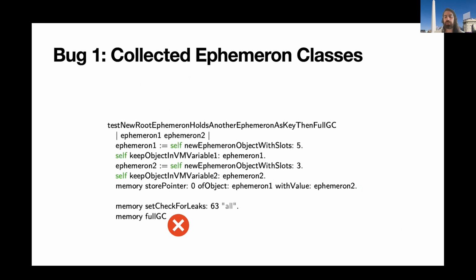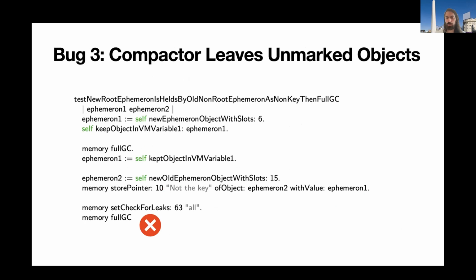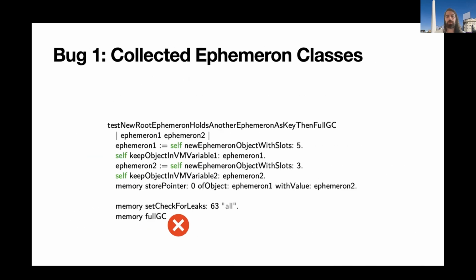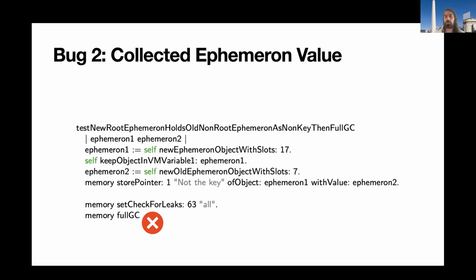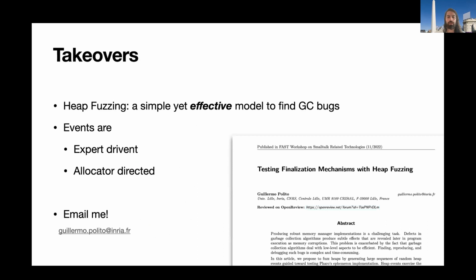Maybe we don't have the time, but I put here the examples of code of those 5 events after writing them in code. Those were tests that were 5 lines of code, 10 lines of code. They are in the paper if you want to take a look at them. In general, what you will see is that we found cases where ephemeron classes were collected, ephemeron values were collected when the keys were strong, and we found also some bugs in the compaction algorithm.